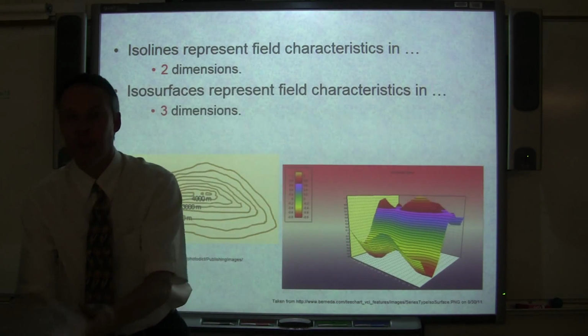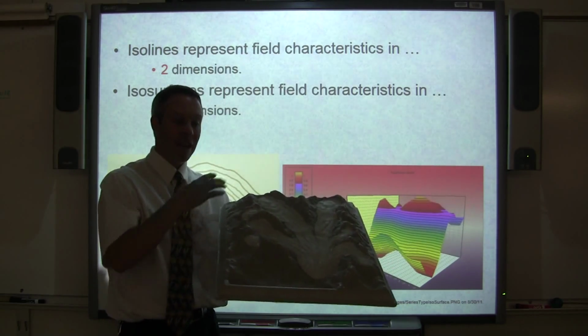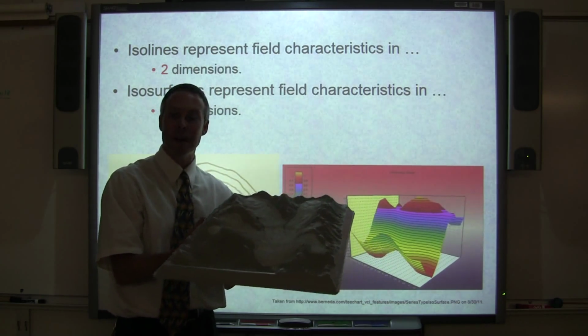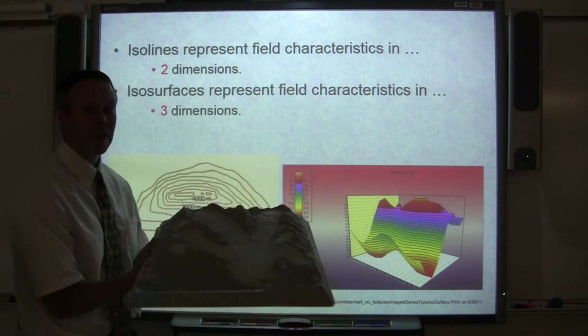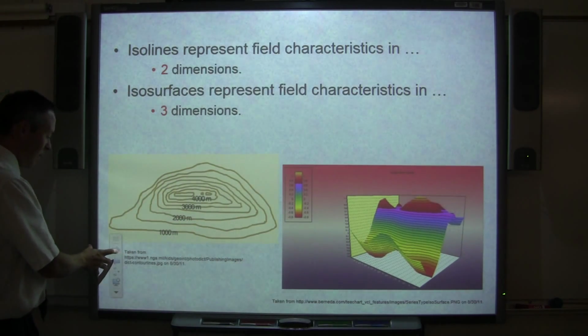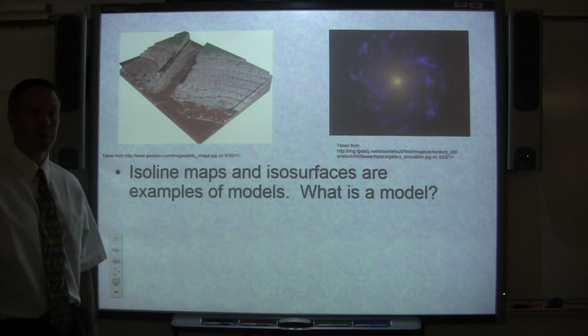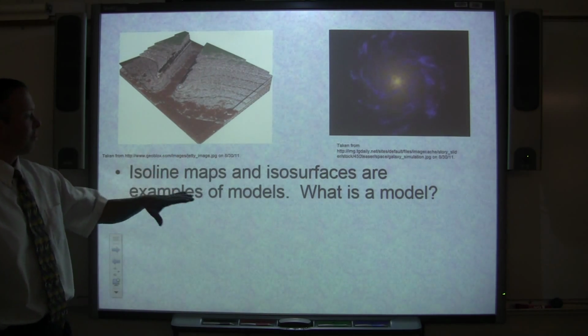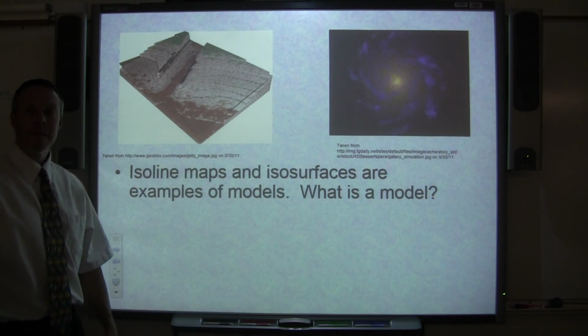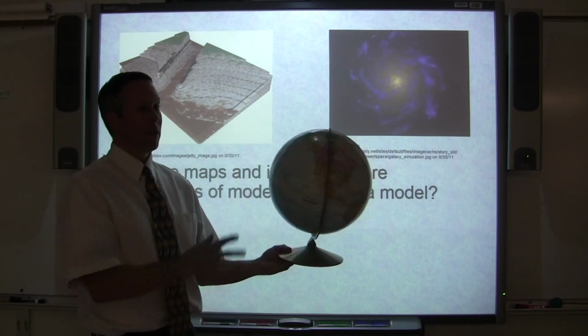Here's another one that I'll use when we get to the glaciers. You can see the mountain peaks, you can see the glacial valleys. This is in 3 dimensions, this model, so this is an isosurface, not isolines. It's not a field map, but it is a 3-dimensional model, which brings us to the term model. When we look at isoline maps and isosurfaces, these are all examples of a model, just like a globe. A globe is a model.